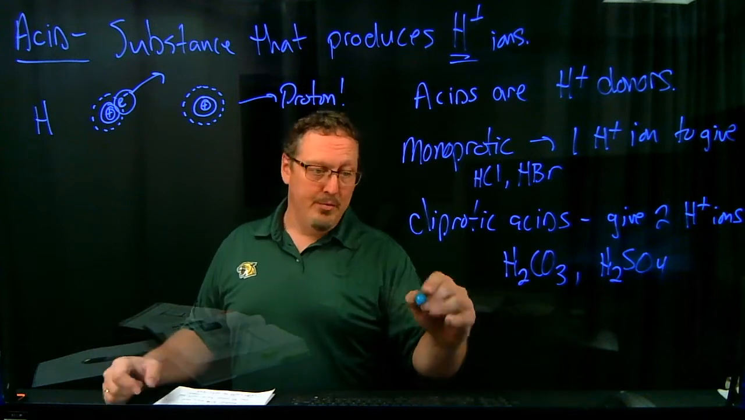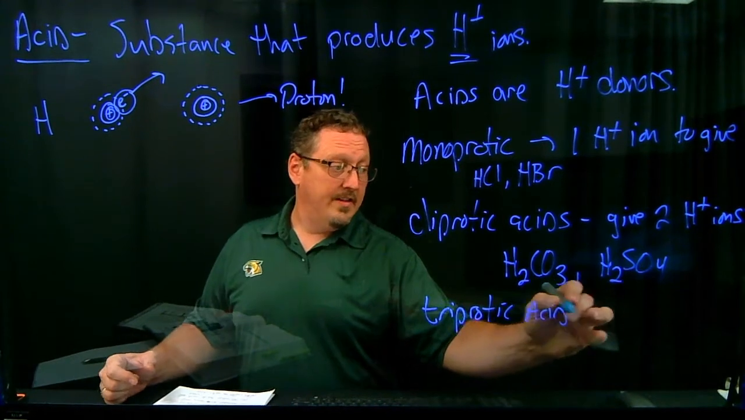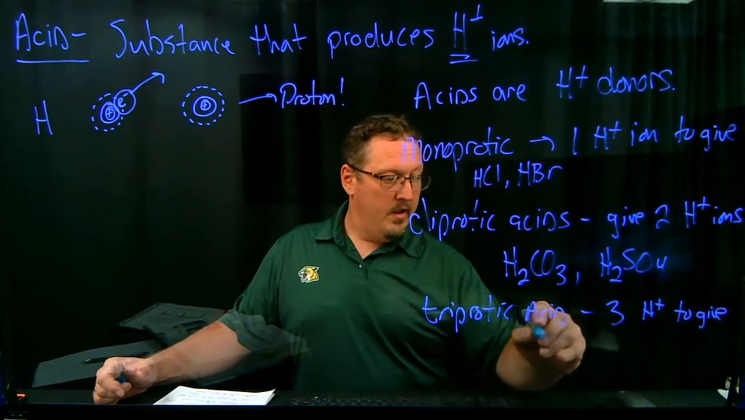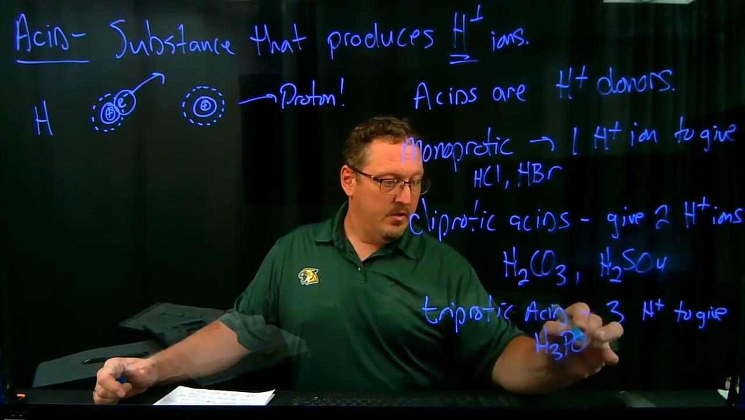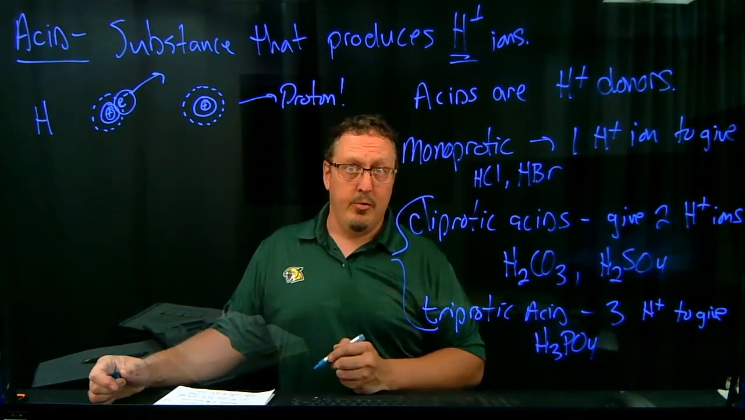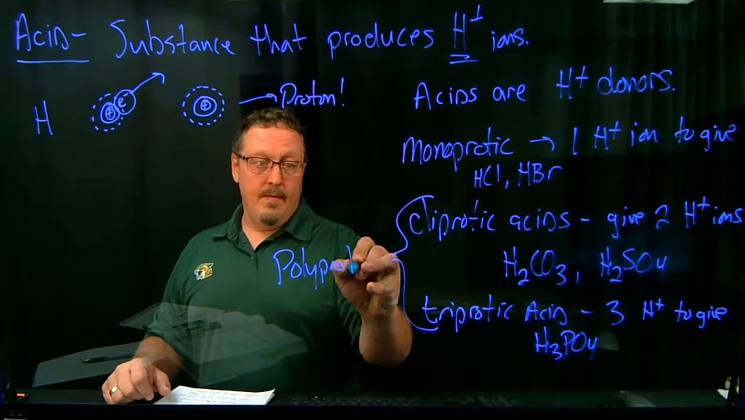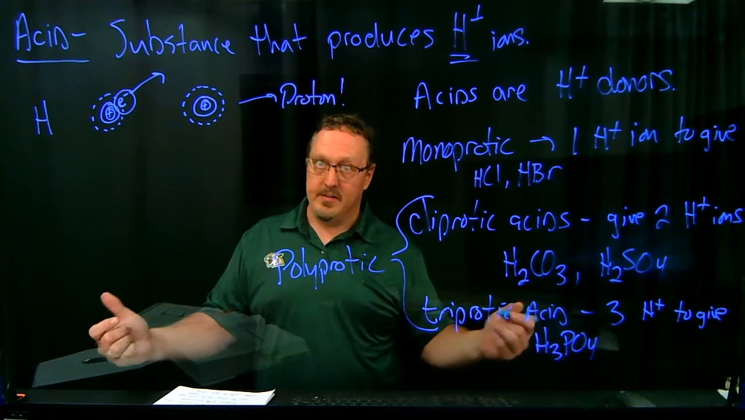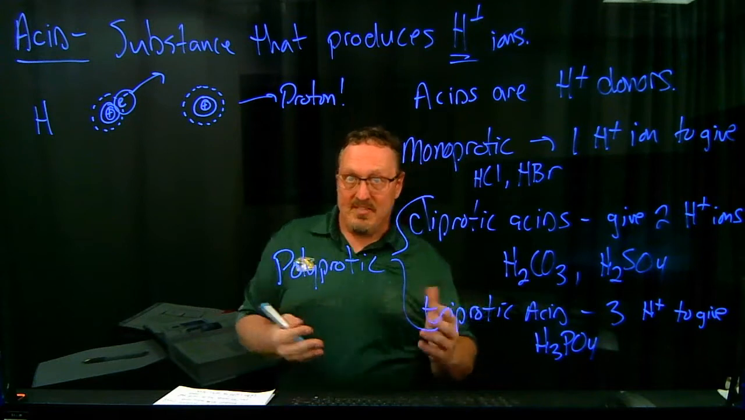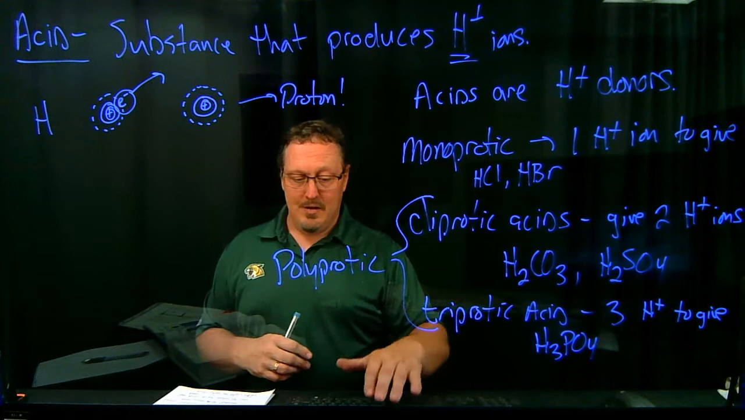There is one triprotic acid, and that's going to have 3 protons to give, so 3 H pluses, and phosphoric acid, H3PO4, is that example. More often than not, diprotic and triprotic are just wound up into what we call polyprotic, meaning many protons. So it's not a huge thing. We don't really have to worry about all of that. So that's the basic rundown of acids.